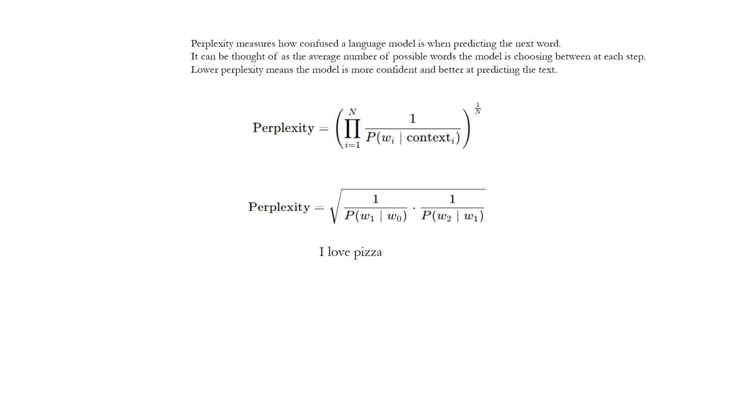I love pizza. Probability of love given I. The probability of pizza given love. And we could do the calculation. We get 1.41.